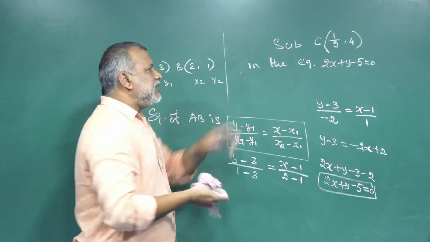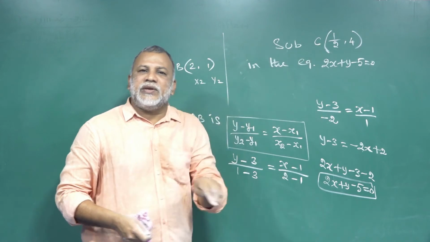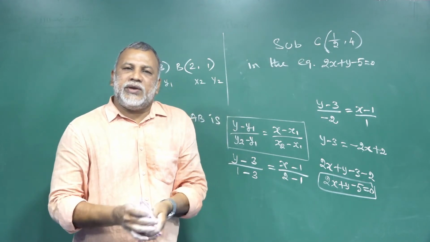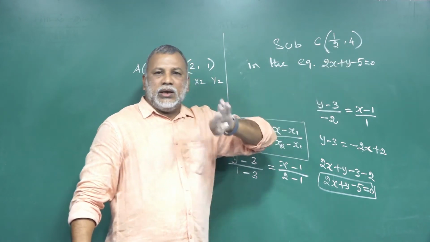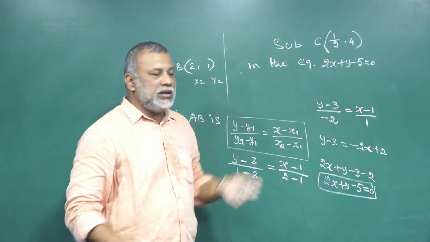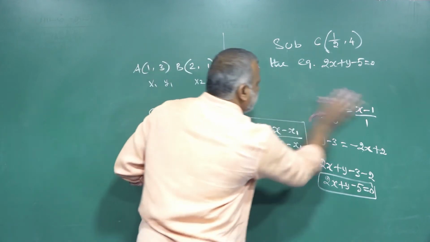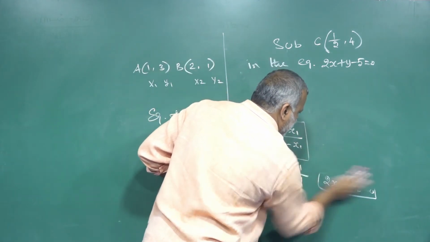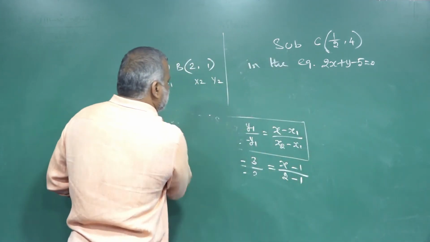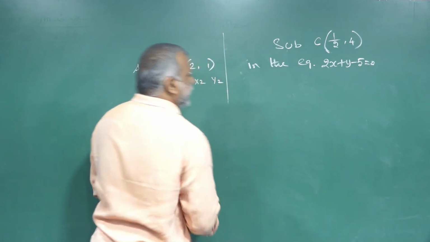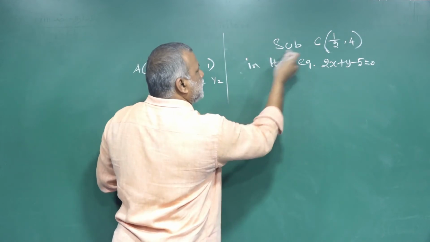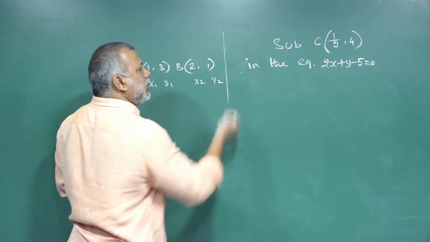That means this third point will satisfy the equation. What is the meaning of satisfying? Instead of x comma y, we substitute the data (1/2, 4), and the equation is going to be satisfied. See here, I substitute this data, then we are able to verify the required proof. So substitute C equal to (1/2, 4) in the equation we just derived.